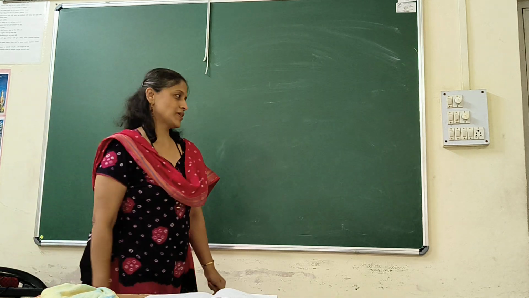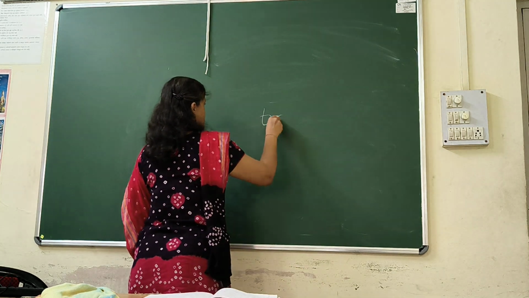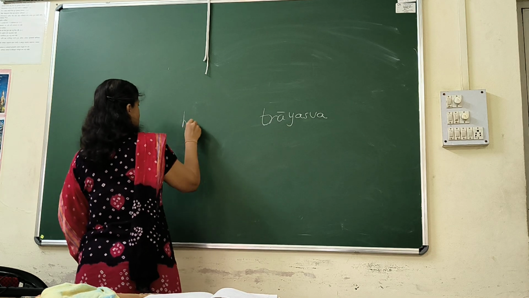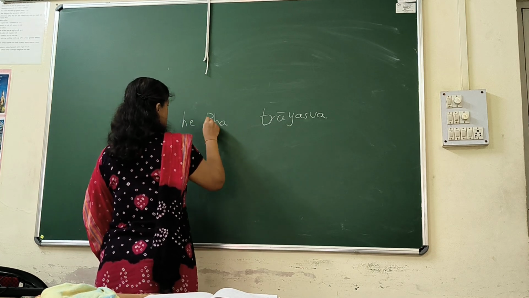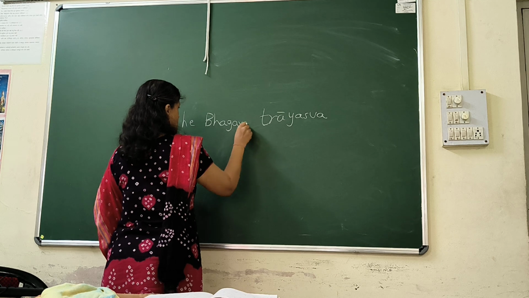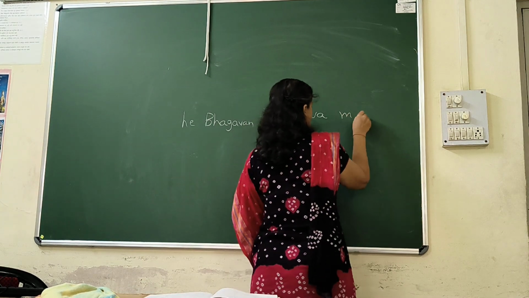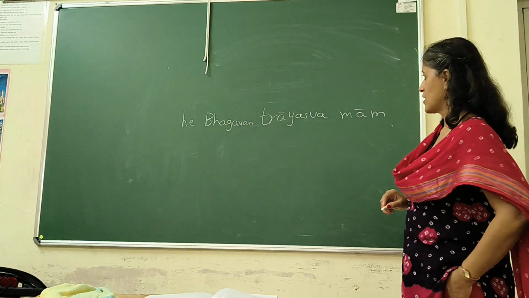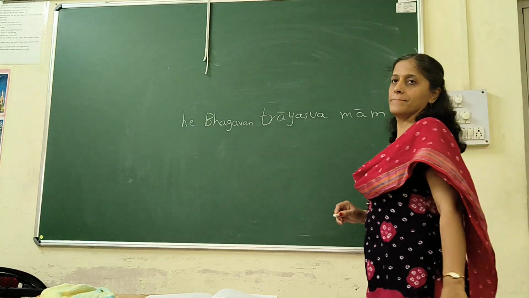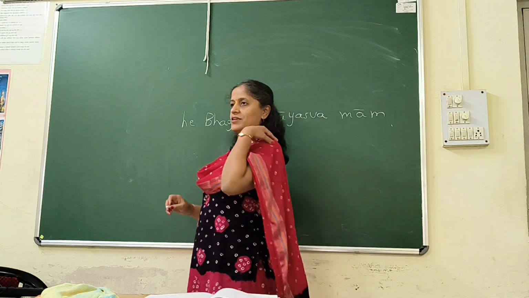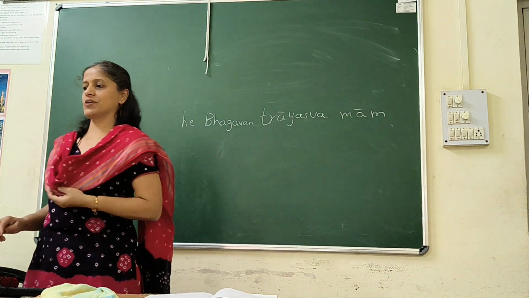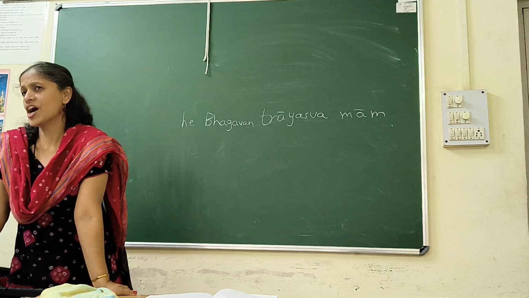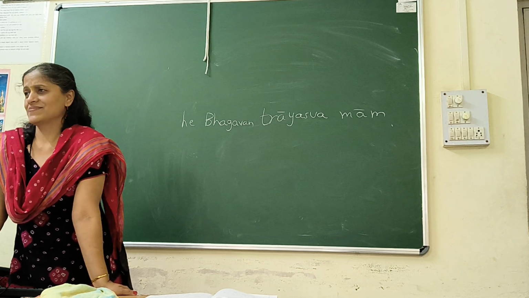Now suppose let's take an example. Just now we learned this word. I am writing a sentence. Okay, I wrote a sentence. He bhagavan trayasva mam. Yes, oh God, oh Buddha, protect me.